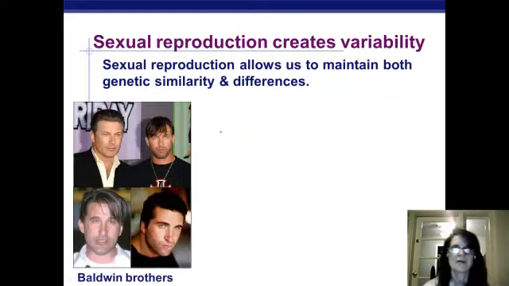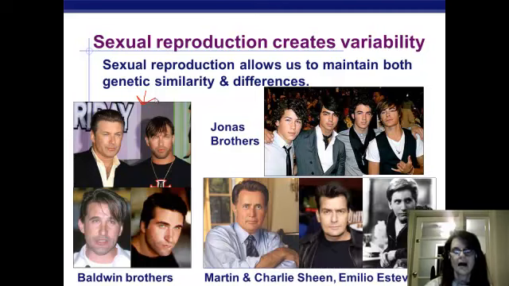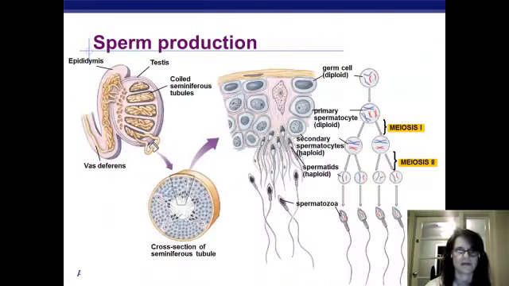So, sexual reproduction does a great job of making us different while keeping us similar. Okay? We can see familial resemblances in famous brothers here. But still differences, resemblances but differences, and this is how genetics works. We have things that are going to be the same, but also things that will be different. Okay? Just a few last notes.